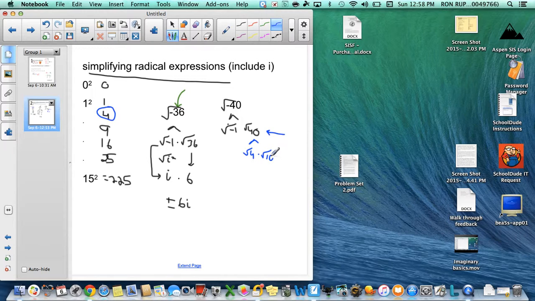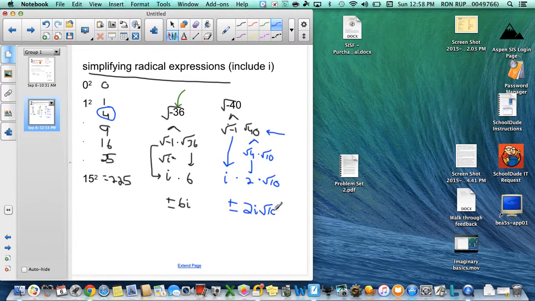Now, why would I do that? Because it's the biggest number. 9 doesn't go into 40, 16 doesn't, 25 doesn't, all the way down to 225 does not go into 40, but 4 does. And the reason we do this is now we know the square root of negative 1 is going to become i, and we know the square root of 4 is going to be 2, and we know we can't simplify the square root of 10 because none of these numbers go evenly into 10, so we leave it as the square root of 10. And so now when we combine all this, we get plus or minus 2i square root of 10.